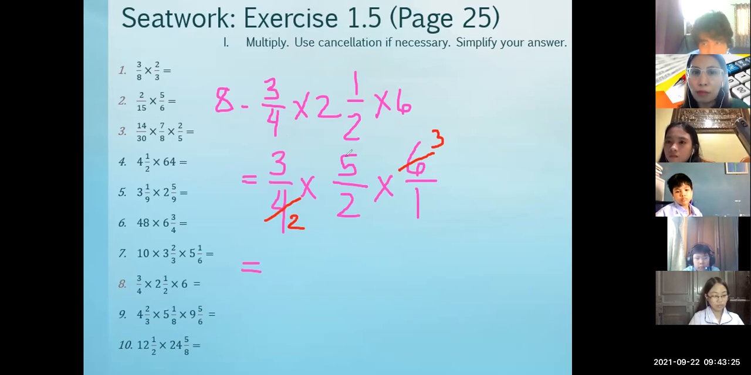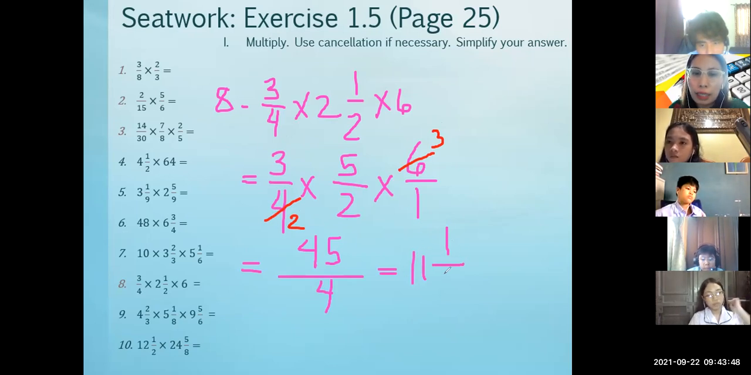3 times 5, it's 15. 15 times 3, it's 45. Then 2 times 2, it's 4. Divide lang natin. How many 4 are there in 45? It's 11 and then subtract lang natin. 11 times 4, it's 44. 45 minus 44. Kaya mayroong 1.